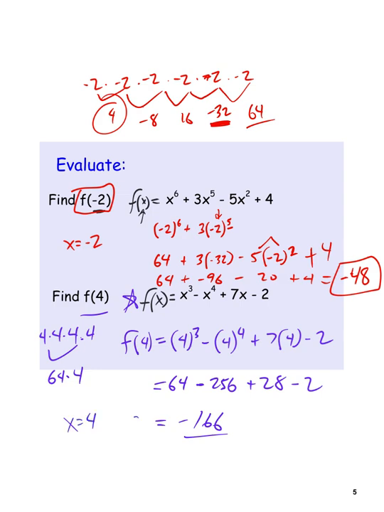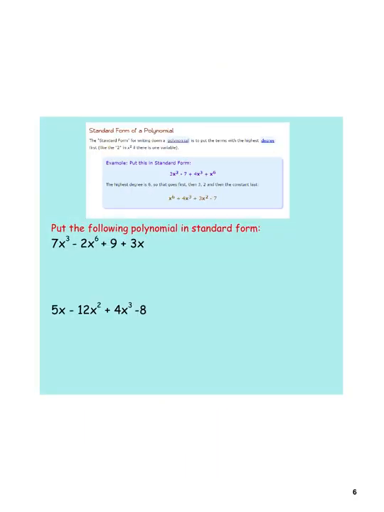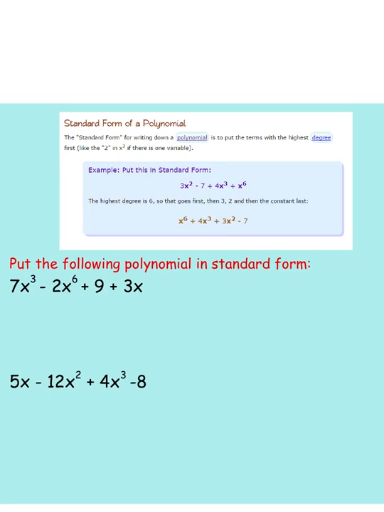Then technically you could say f of 4 equals that, or you may see y equals negative 166 there. All right, now the standard form of a polynomial, which we'll start to talk about, and eventually factored form with these polynomials, but the standard form of a polynomial is where you put the highest degree first. So it's the way we're most used to.